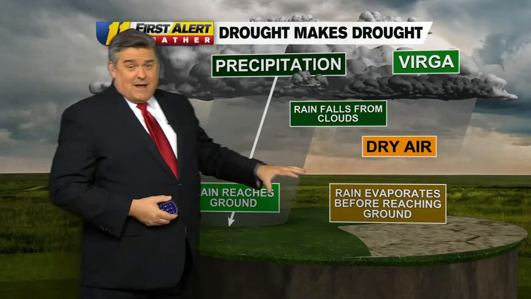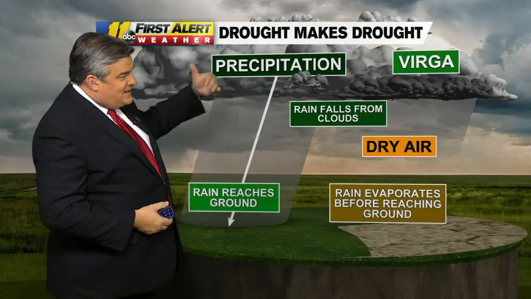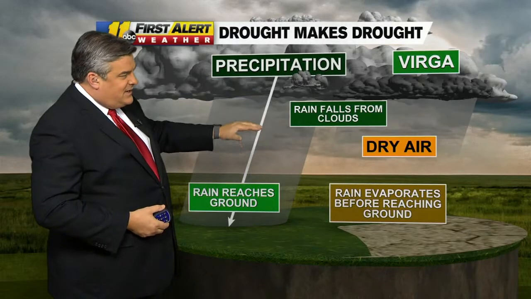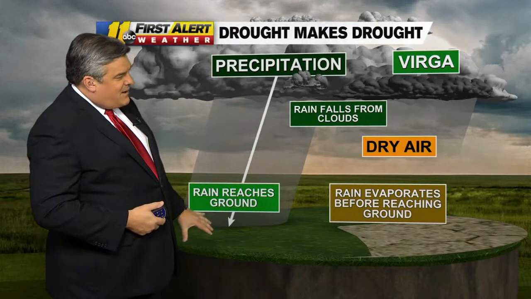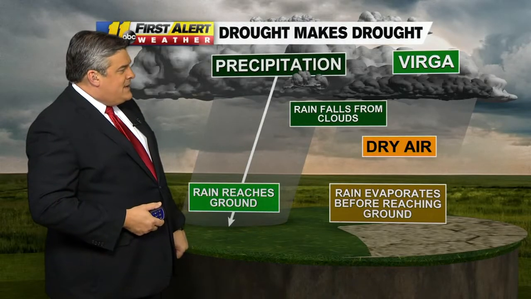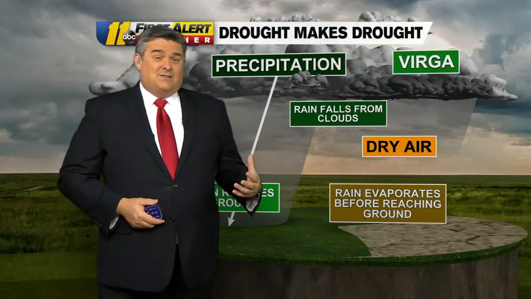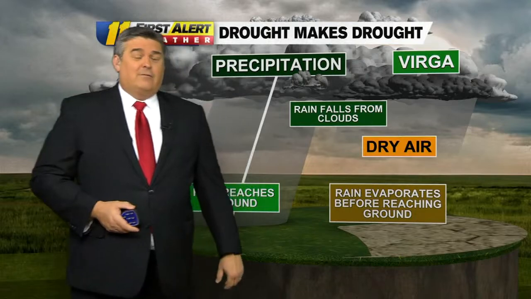Now, the way to break the drought is to have several rounds of light to moderate rain working through. Eventually, it does moisten that atmosphere up enough that the rain starts to reach the ground again and things start to green back up. But if you're in the middle of a drought situation, it could be sticking around for a while.